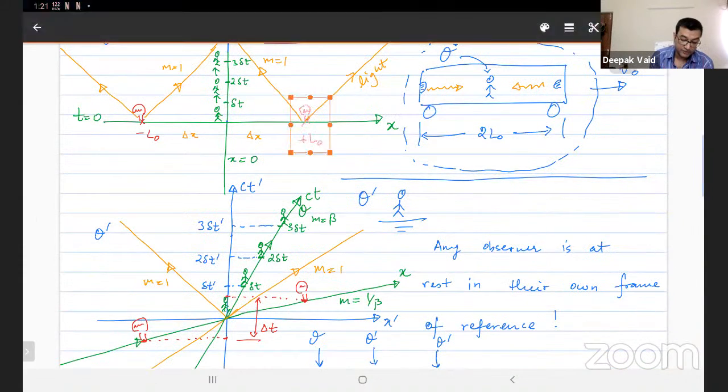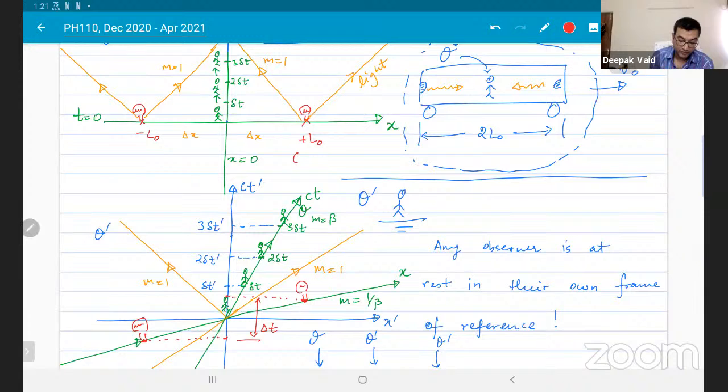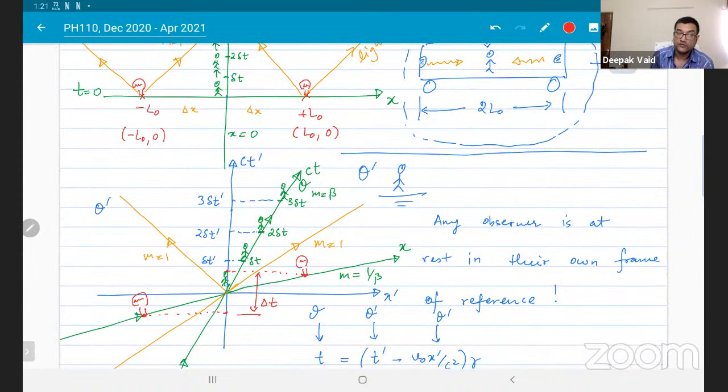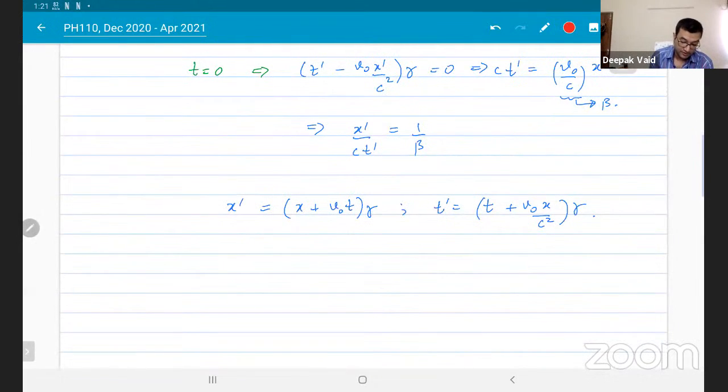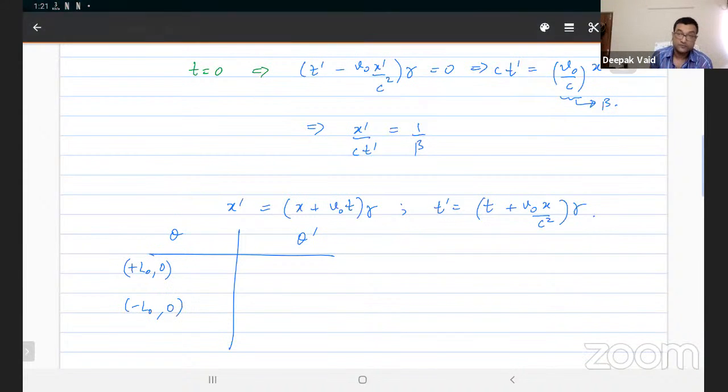Now, what are the coordinates of this point? The coordinates of this point are L0, comma 0 and minus L0, comma 0 as seen by the O frame of reference. Right? So as seen by the O frame of reference, the coordinates are plus L0, comma 0 and minus L0, comma 0. This tells me that those 2 points are at the same time as seen by O.